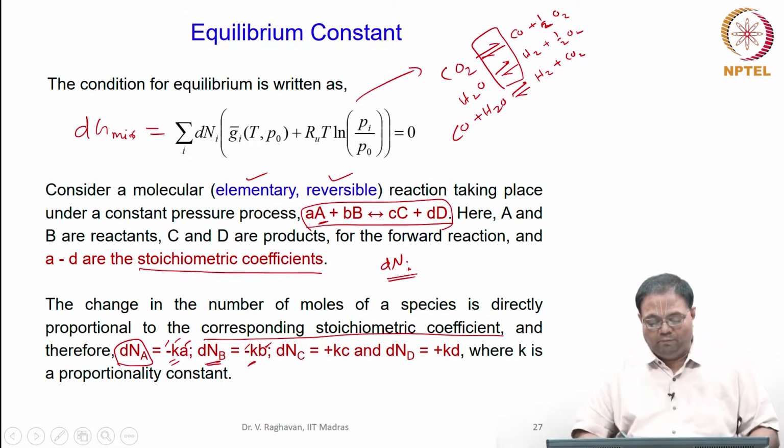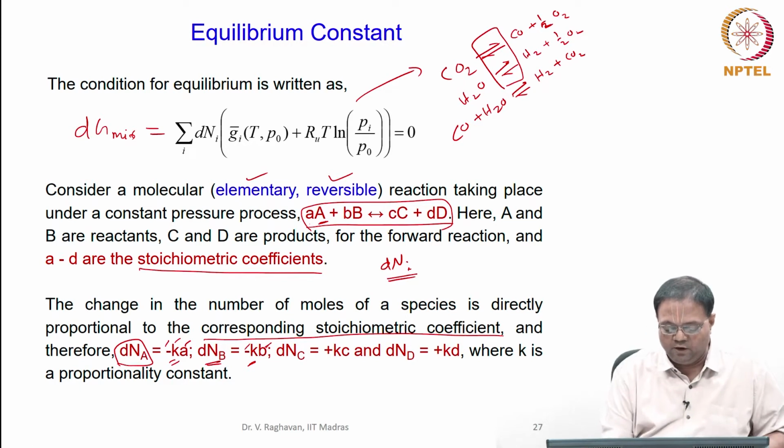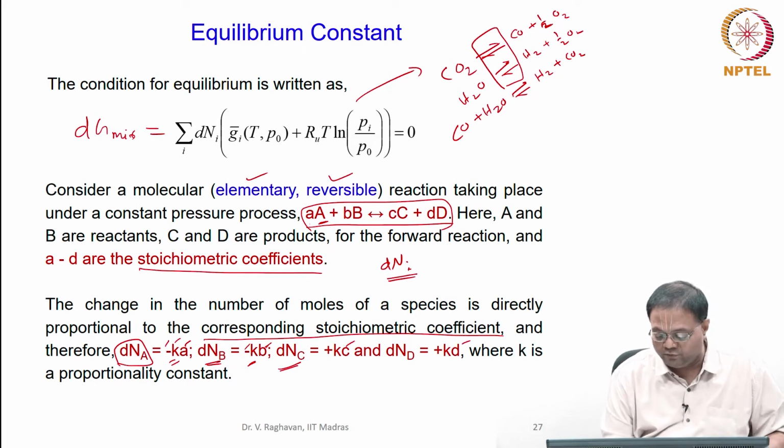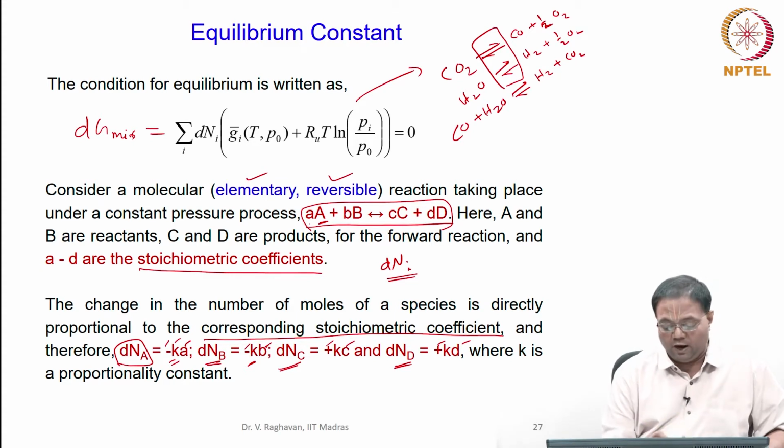Coming to the products, similarly the change in number of products will be correspondingly proportional to their coefficients here. So, dn_C will be proportional to small c, and dn_D will be proportional to small d, and I put a plus sign because they are produced in the forward reaction, and the constant of proportionality is k. So, this is the way.